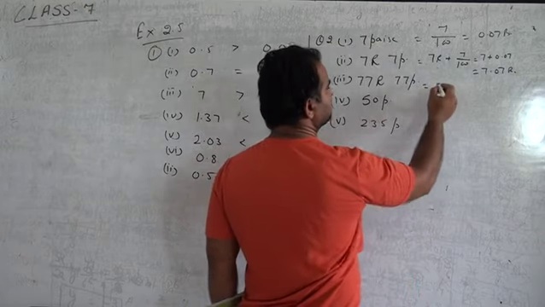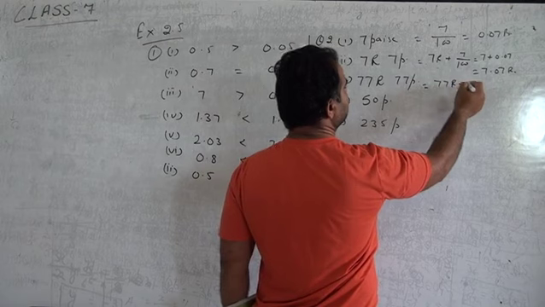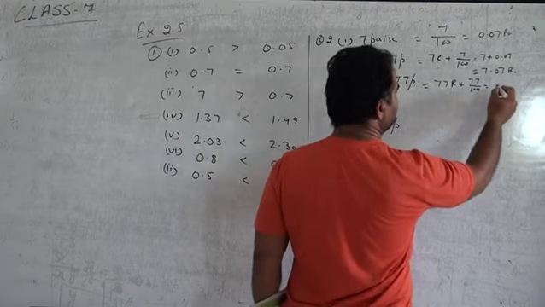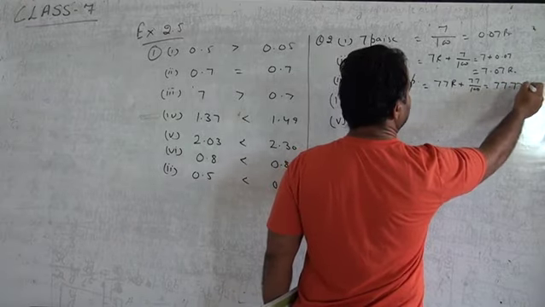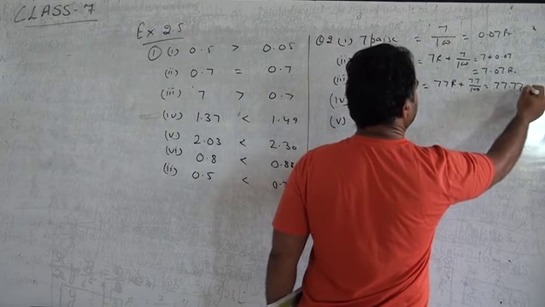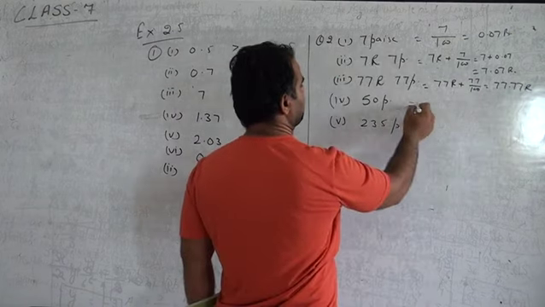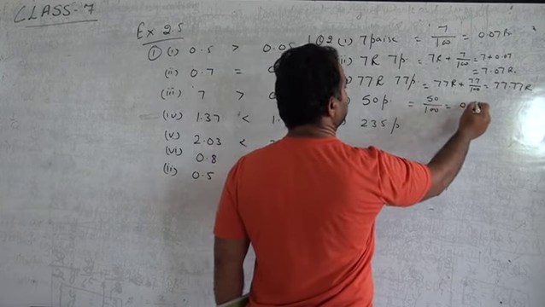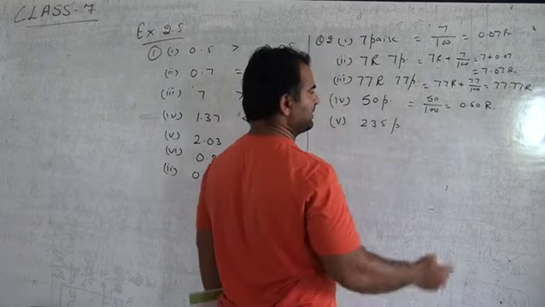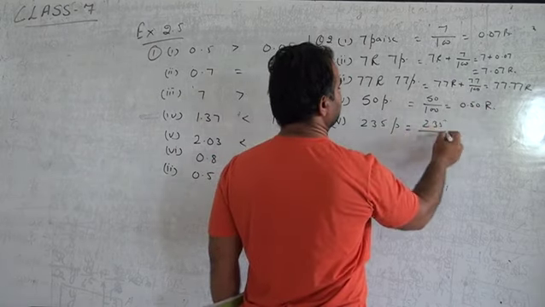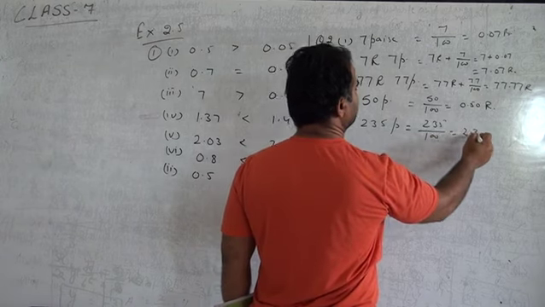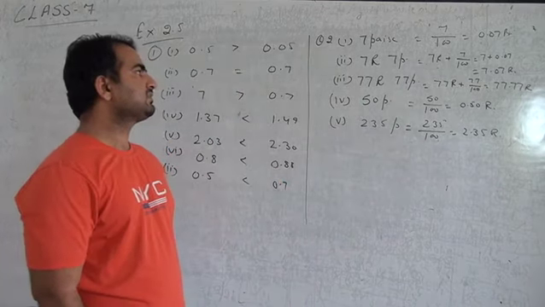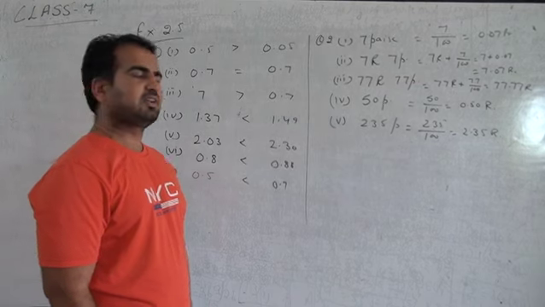Next is 77 rupees plus 77 paise. So we convert the paise by dividing by 100. It will be 77.77 rupees. And this one is 50 paise, so we divide it by 100. It will be 0.50 rupees. And next is 235 upon 100. It will be 2.35 rupees. So what we have done is convert the paise into rupees by dividing by 100.